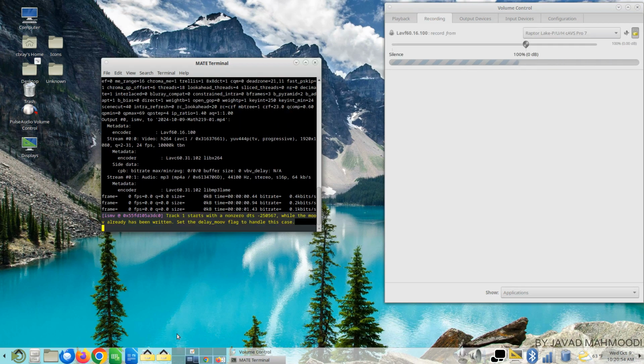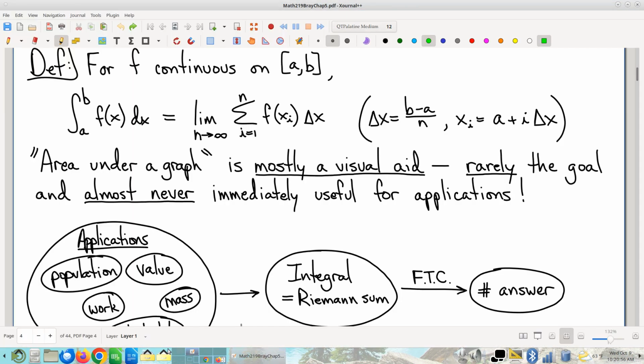Okay, so let's see here. This is where we were last time. We were reminding ourselves of what a single variable integral is. Again, keep in mind one of the purposes of this is that you got to know what you're generalizing before you can generalize it, right?